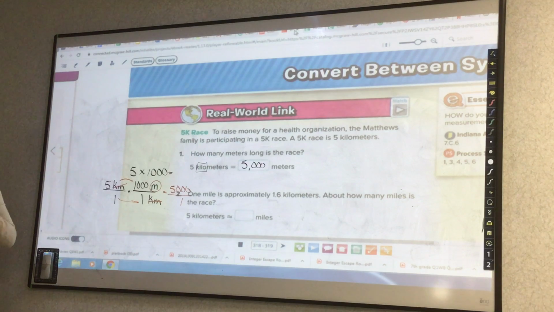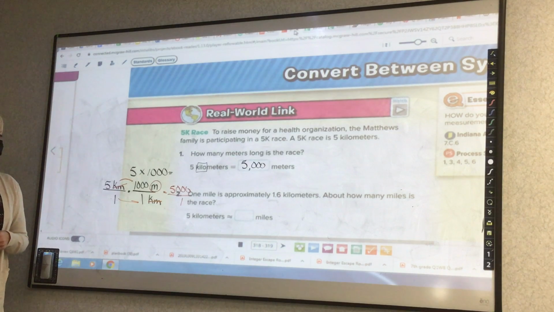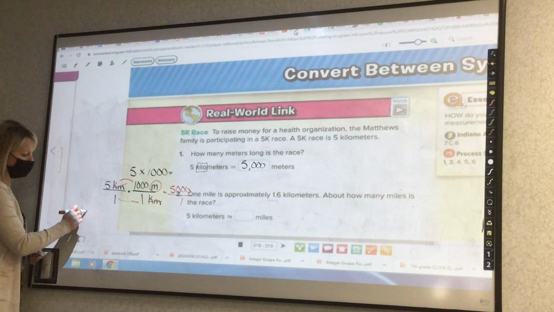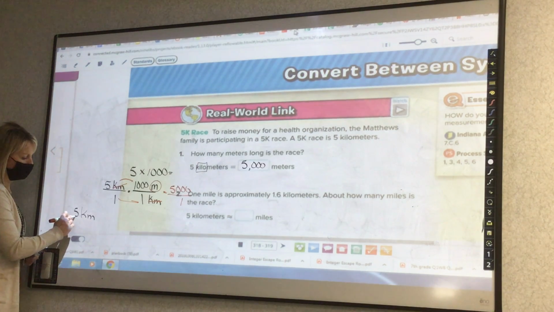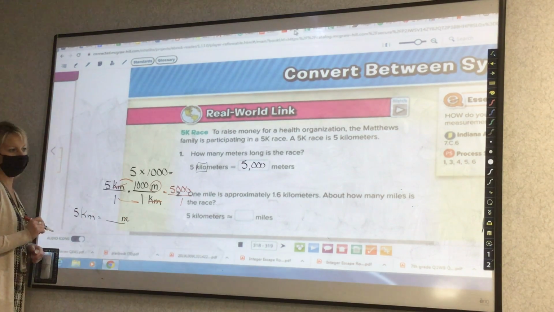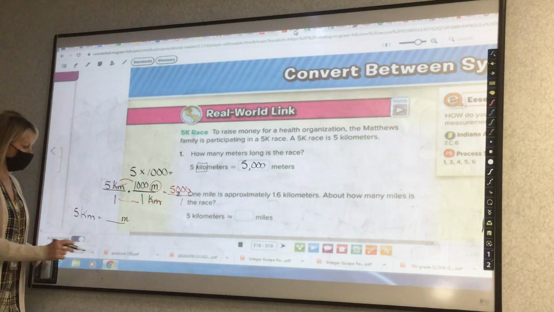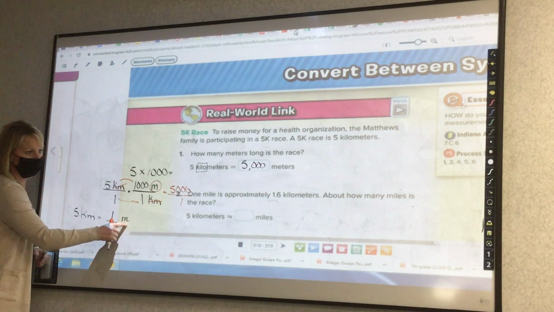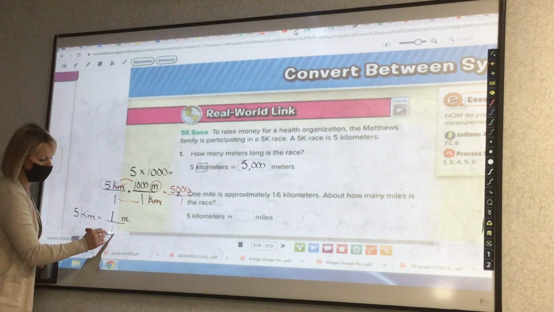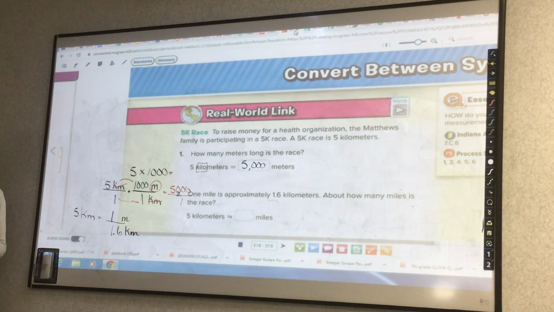This is the part where it's a little bit tricky. So it says 1 mile is approximately 1.6 kilometers. About how many miles is the race? So I have 5 kilometers, and I want it to equal miles. Are you with me on that? And it says 1 mile, so 1 mile is 1.6 kilometers. You're setting this up off to the side.